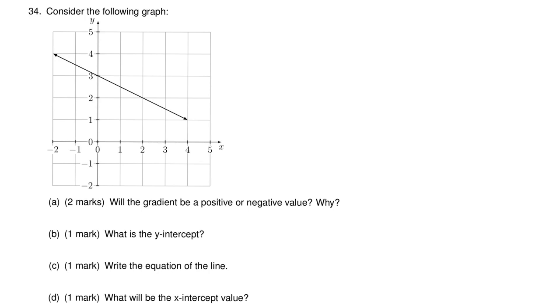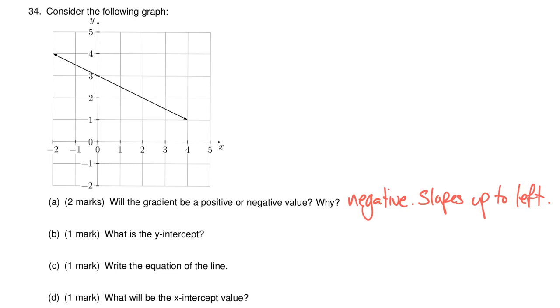2 to go. Consider the following graph. Part A. You see it's worth 2 marks here, so there must be 2 parts to this question. Read the question carefully. Will the gradient be positive or negative? In other words, is the slope of this line, which is our gradient, positive or negative? Now we happen to know if it slopes up to the left, then it is negative. Don't stop there though, because you'll need to write something like "slopes up to the left" to get the second mark.